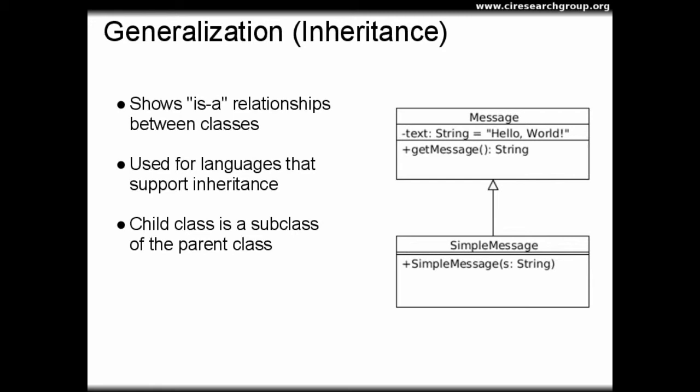This relationship is drawn by connecting a line from the simple message class to the message class, with a hollow arrow at the message end pointing to the parent class. We leave off multiplicity on this type of relationship since generalizations are between classes themselves and not between instances of classes.